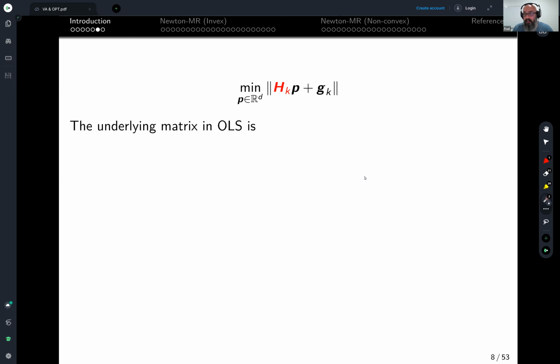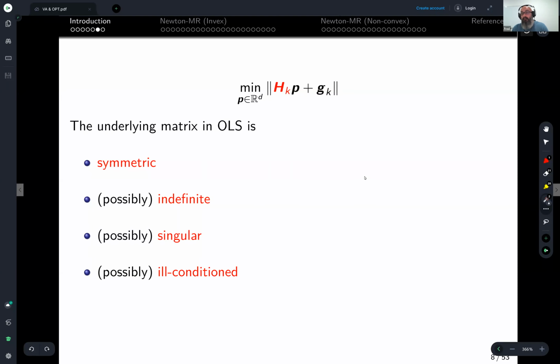Well, in our case, the least squares amounts to minimizing the residual of the would-be linear system, and the underlying matrix here is obviously symmetric because it's the Hessian of a function. But because we are non-convex, it could be indefinite, it could be singular, and most likely in a lot of cases, it's also ill-conditioned. So how can we solve this linear least squares problem?